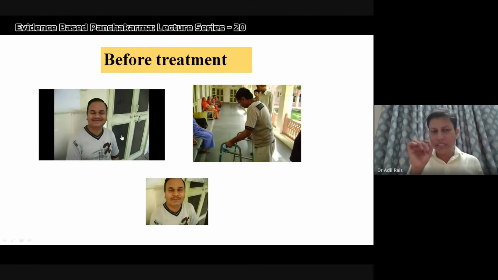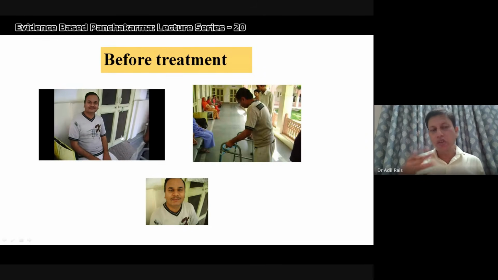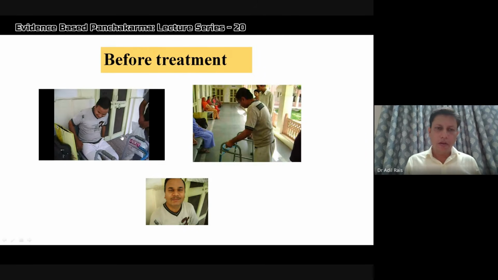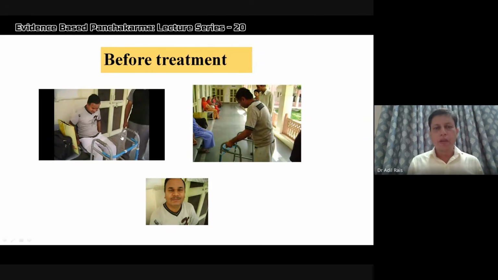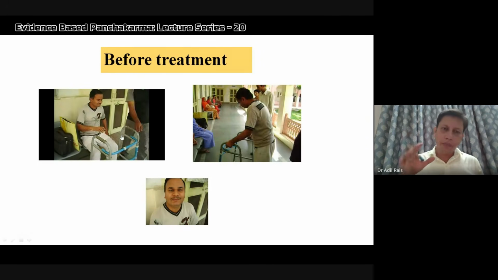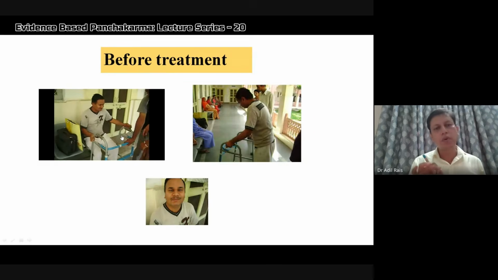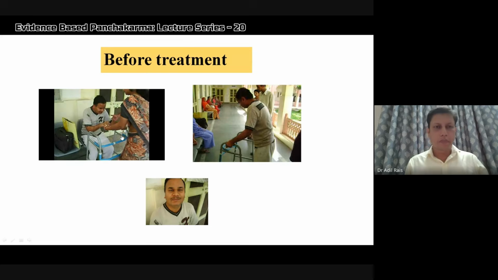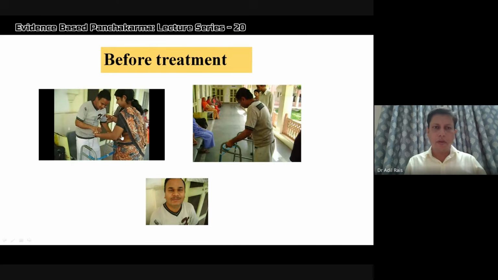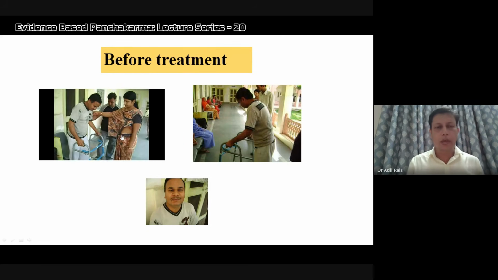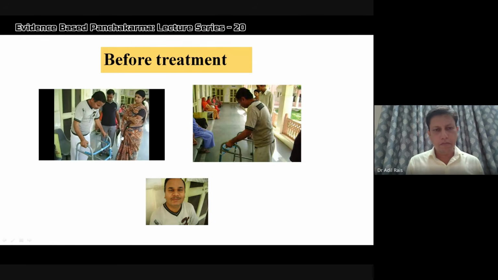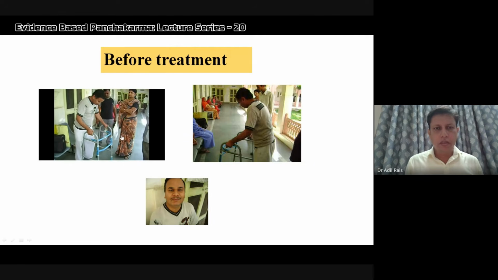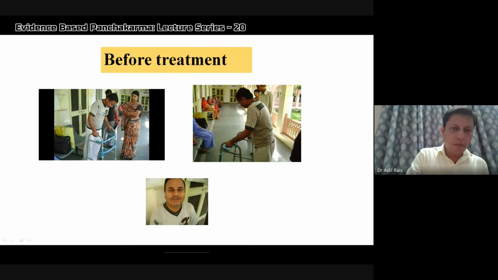We can see the speech is affected. He has to make a lot more effort. He is not able to stand properly. When asked, he will stand with support. He has to take support from a walker or something. He has to take support from two people actually. And this was the condition of the patient before the treatment.